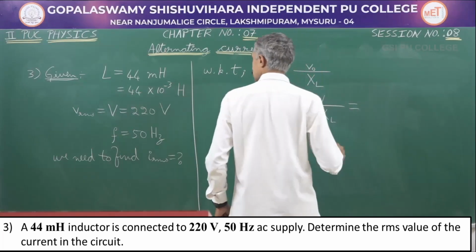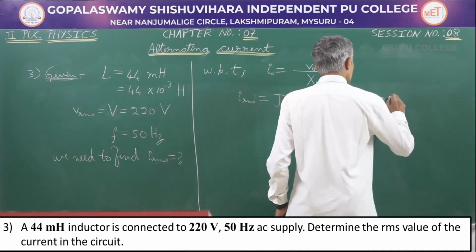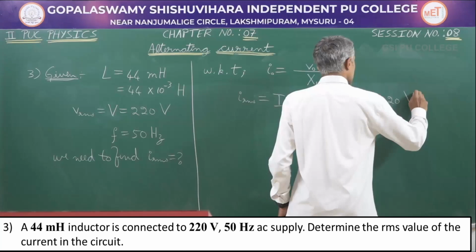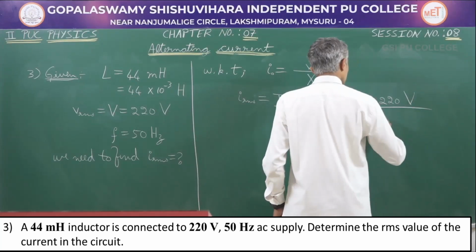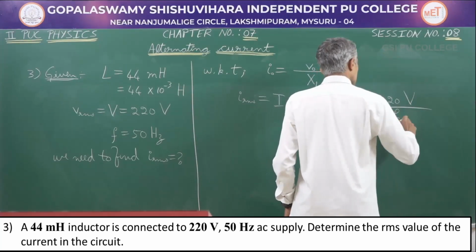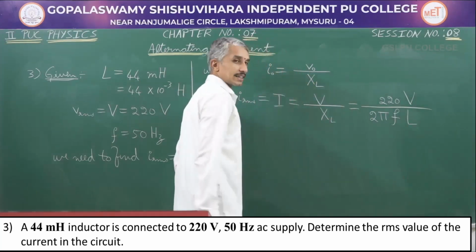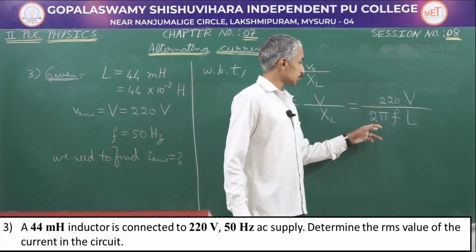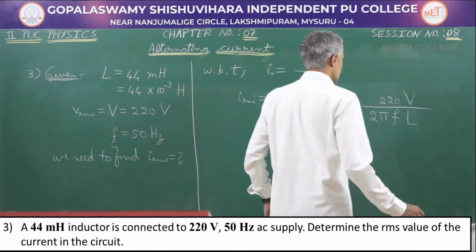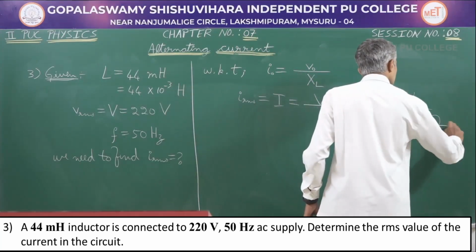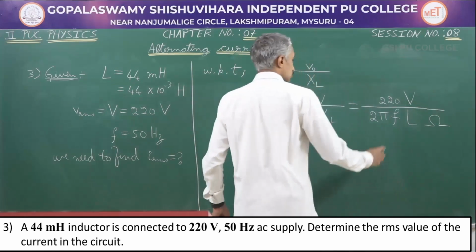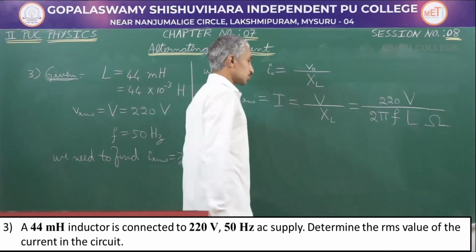So this is going to be equal to 220 volt divided by 2 pi f into L. The inductive reactance is given by 2 pi f L, and this is going to have the unit of an ohm.